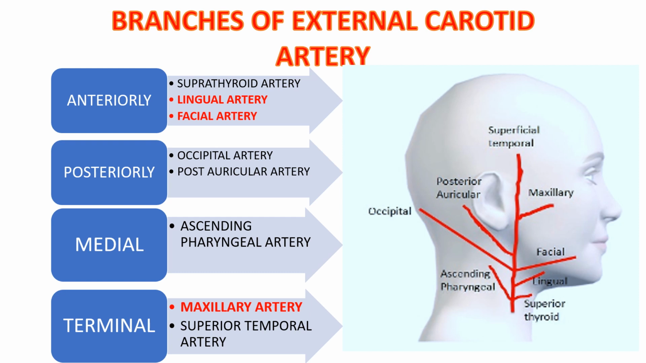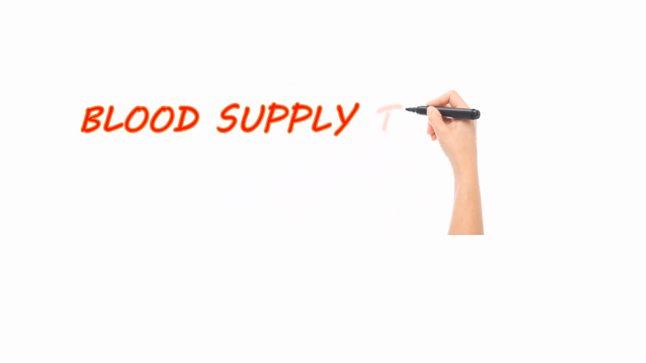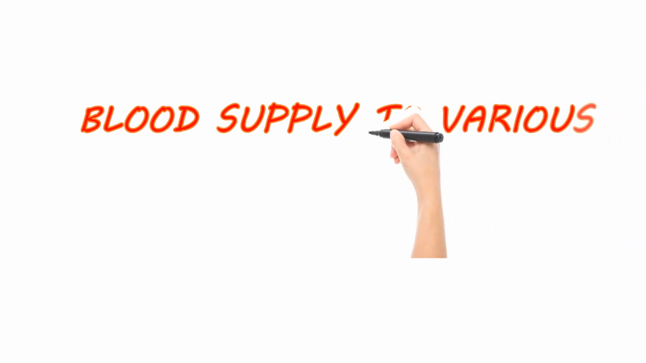So the red terms, the red arteries that I have highlighted in this slide, that is the lingual artery, facial artery and the maxillary artery, are the main three arteries that supply the oral cavity. Now let us discuss which part of the external carotid artery supplies which part of the oral cavity.